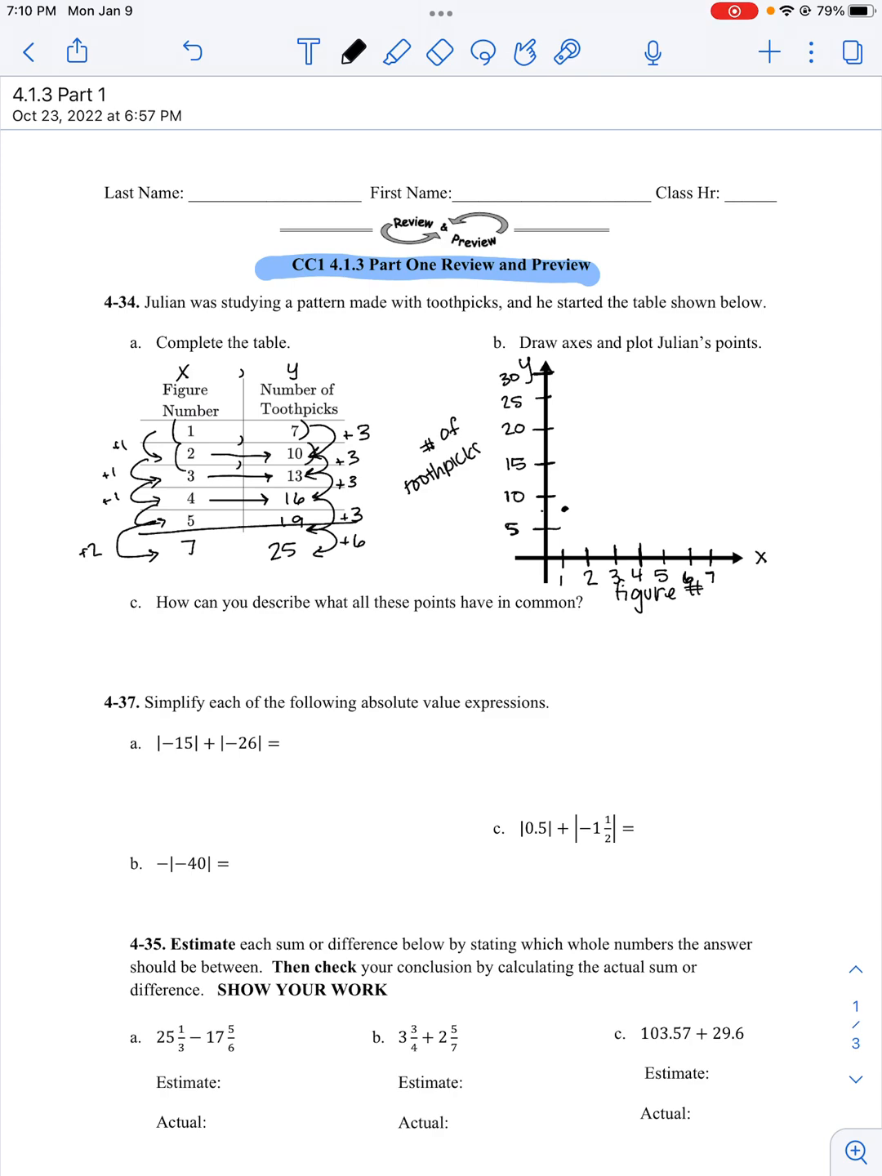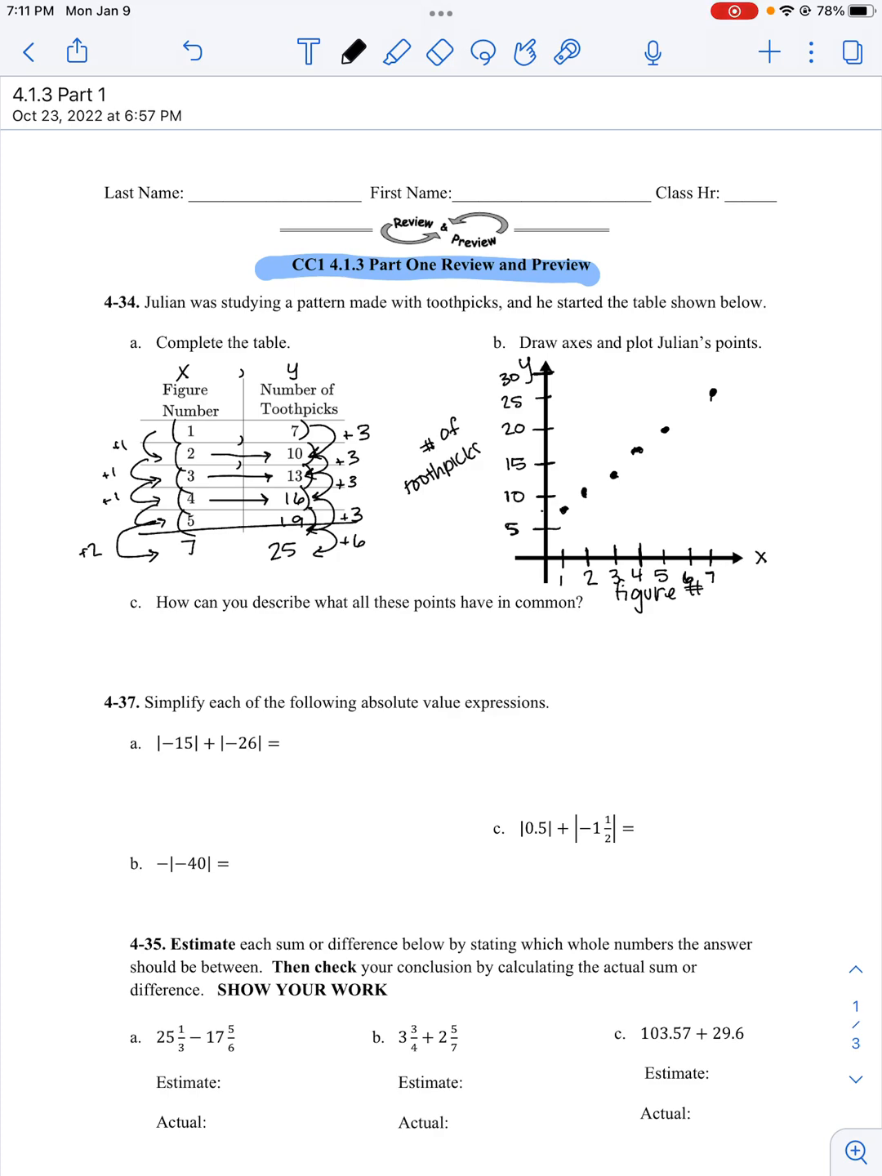Okay, my next point is 2, 10. So I have 2, 10. About. The next one is 3, 13. 3, 10, 11, 12, 13-ish. Be right about there. The next one is 4, 16. So just over that 15. 5, 19. Just under 20. And 7, 25.